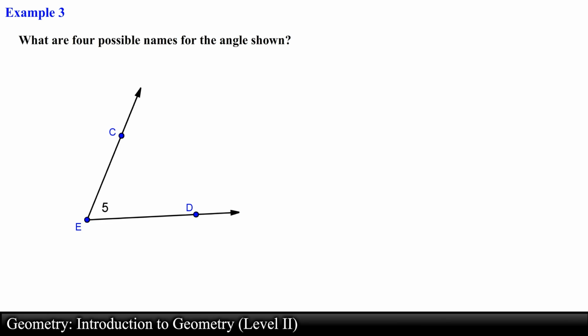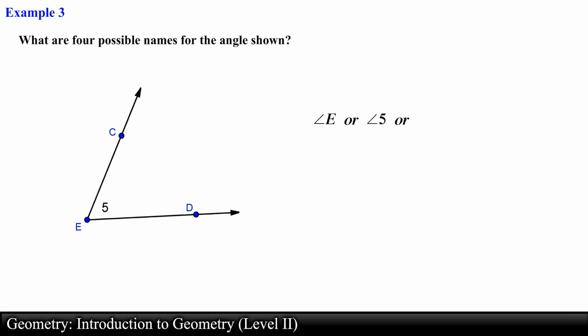The following angle can be named in various ways. Since this diagram only contains a single angle with point E as its vertex, we can use the vertex to name the angle, in this case, point E. So we can name this angle as angle E, making sure we draw the picture of an angle followed by the letter of the point that represents the vertex. Alternatively, the angle is also labeled with the number 5, so we can also name this angle as angle 5.